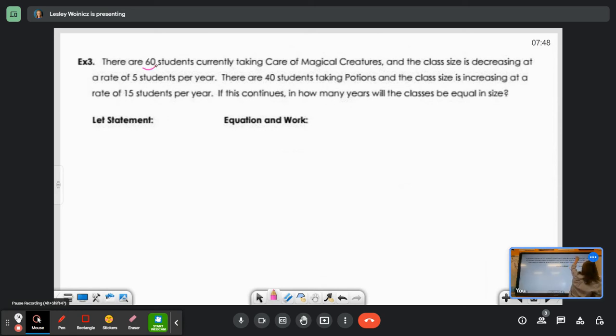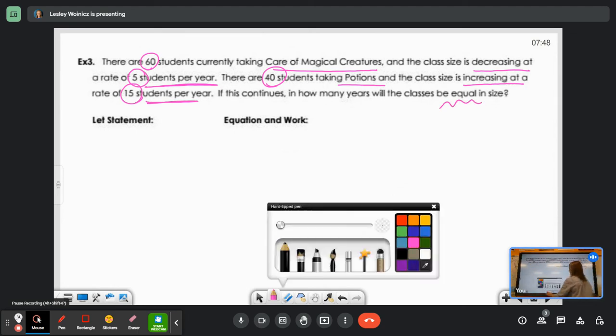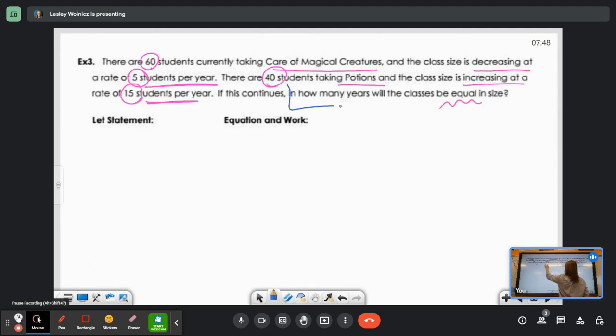Okay, we've got 60 taking care of magical creatures, and it's decreasing at a rate of 5 students per year. Okay, we've got 40 doing potions. It's increasing at a rate of 15 students per year. Those are our two sides of our equation right there. Okay, then we want to know when are the classes going to be equal in size. Okay, look at the question. It says, in how many years? That means our let statement has to be let x be years.